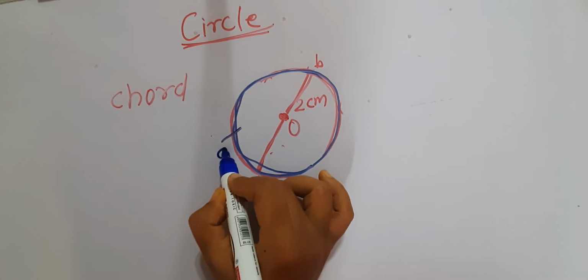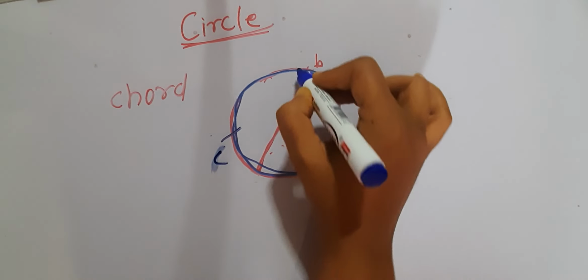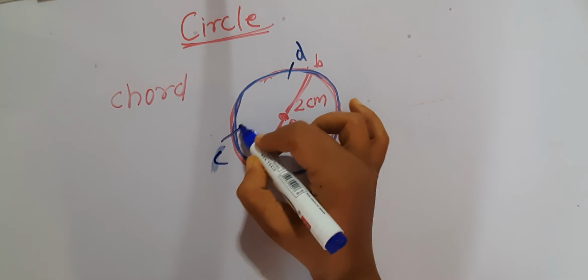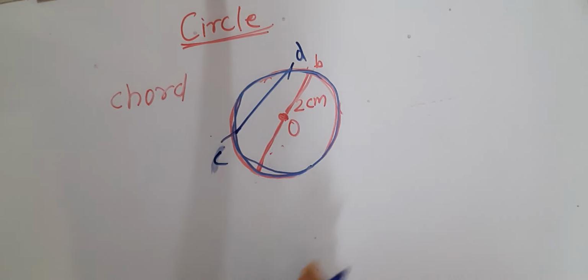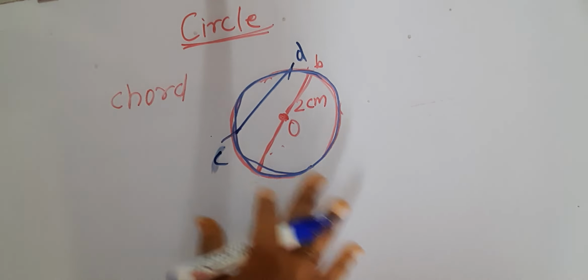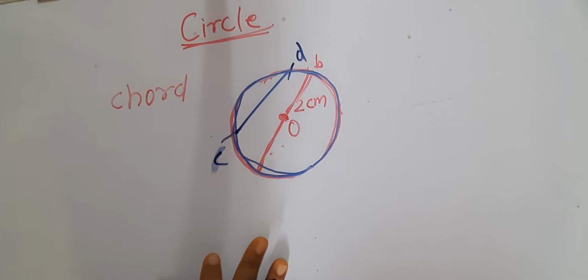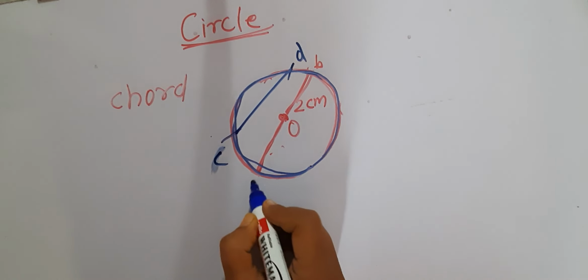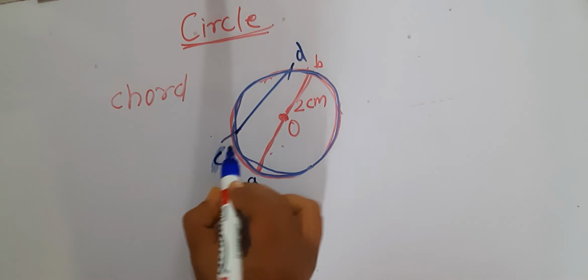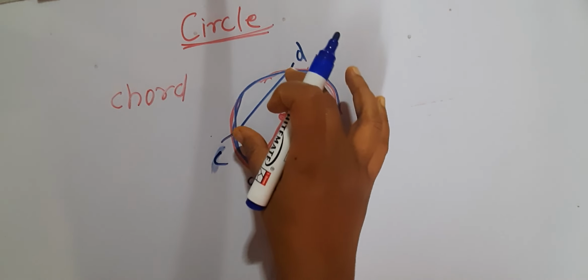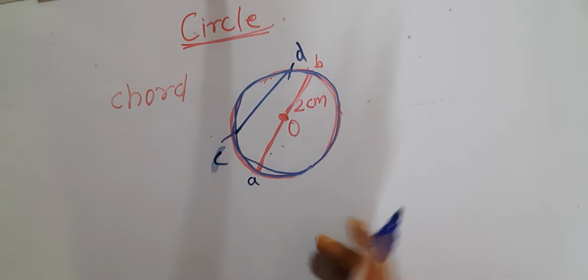Suppose we have C, D. Any line segment that joins any 2 points on the circumference of a circle is a chord. So here CD is a chord. It is joining 2 points on the circumference of a circle.